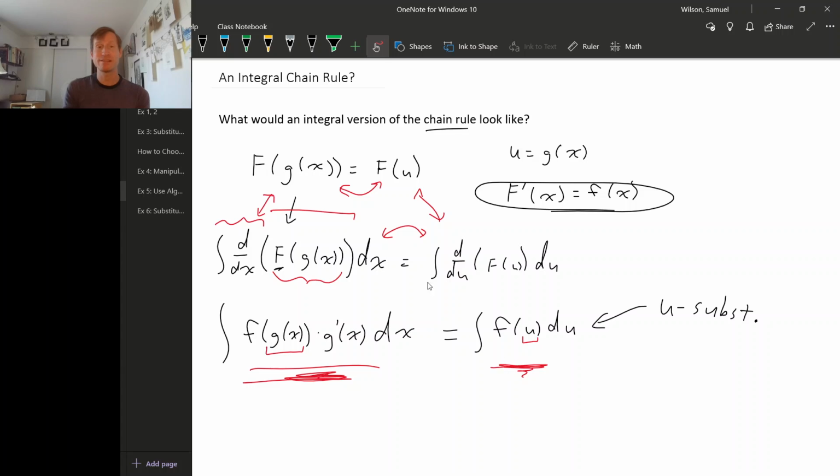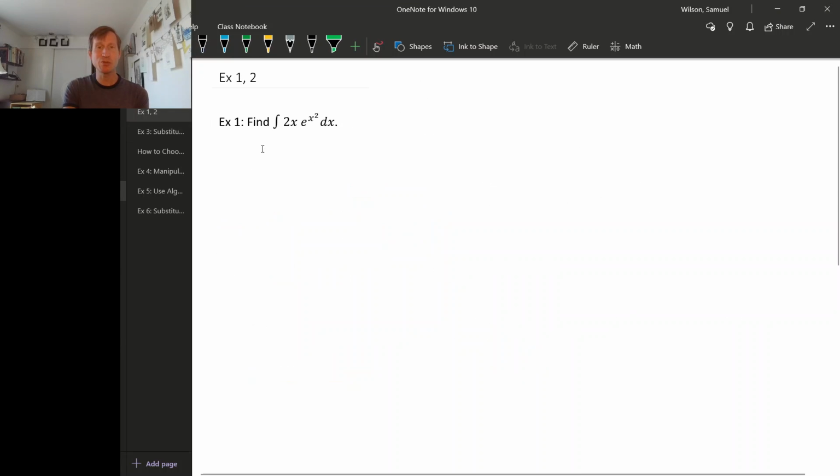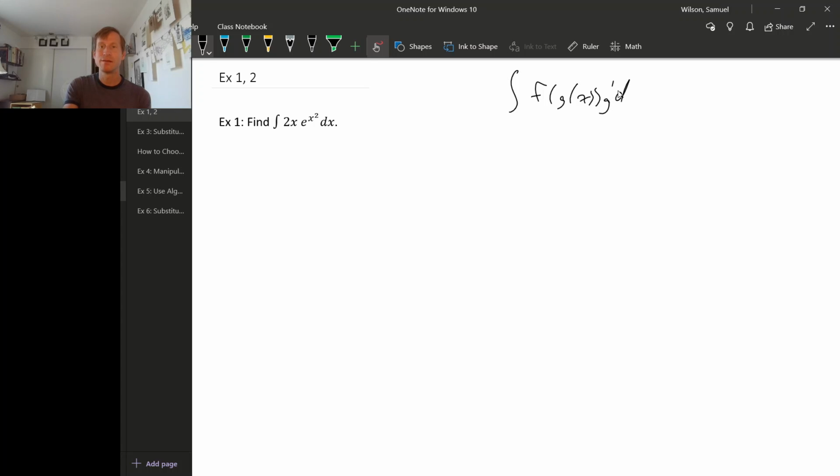So let's see how this works out with a couple examples. Okay, so we're going to find an antiderivative, so an indefinite integral of 2x times e to the x squared. And remember, what we're looking for is the integral of f of g of x times g prime of x dx. So this is what we're looking for, because that's going to be equal to the integral of f of u du.